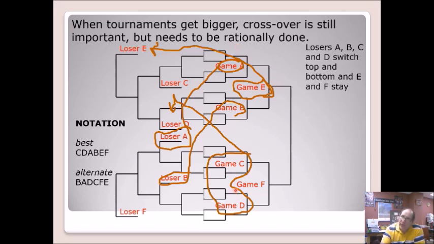It's technically not the first round, but it's the first round that we have to worry about. And then the second round, you have E and F. In the losers bracket, what we're going to do is look from top to bottom and see which loser we put into what position.